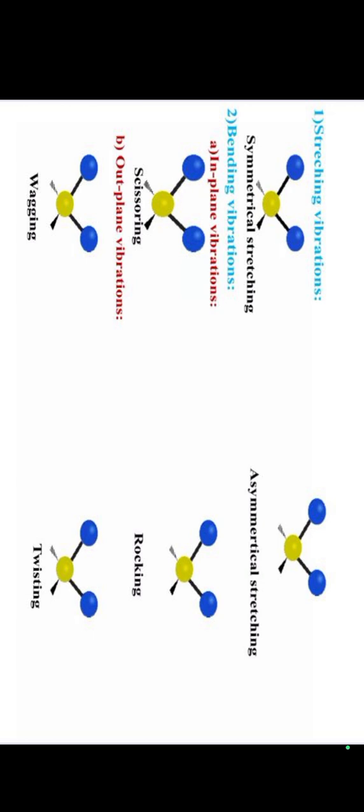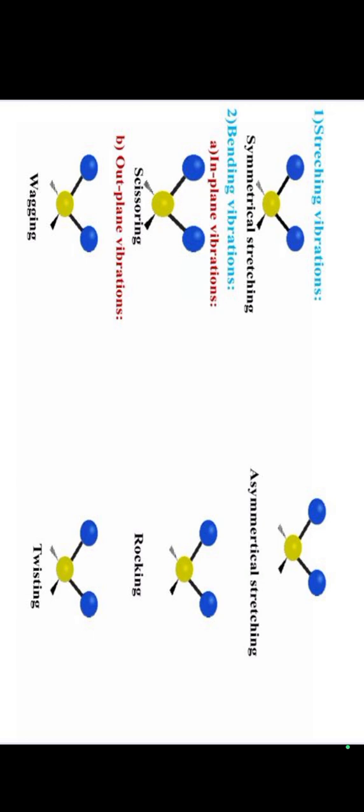Second one, rocking. Rocking means this type of bending vibration takes place in the plane of the molecule. One atom bond angle moves in one direction and then moves in the opposite direction. The direction moves from one direction to another direction. This is called rocking vibration. The bending vibration has two types. First one, in-plane, we have seen. Second one, out-of-plane vibration.